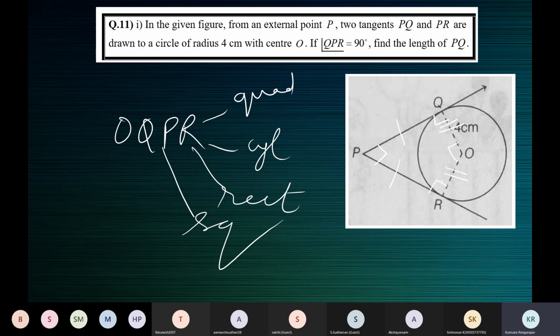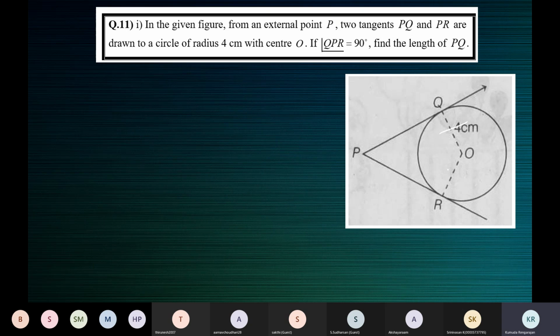See, I told you OQPR in this figure does not look like a rectangle. It does not justify the information given, but don't go by the figure. Going by the angles, every corner is a right angle, so it's a rectangle. And a rectangle is a square when one pair of adjacent sides is equal. Here this side, the radius, is equal to this side, so the rectangle is a square.